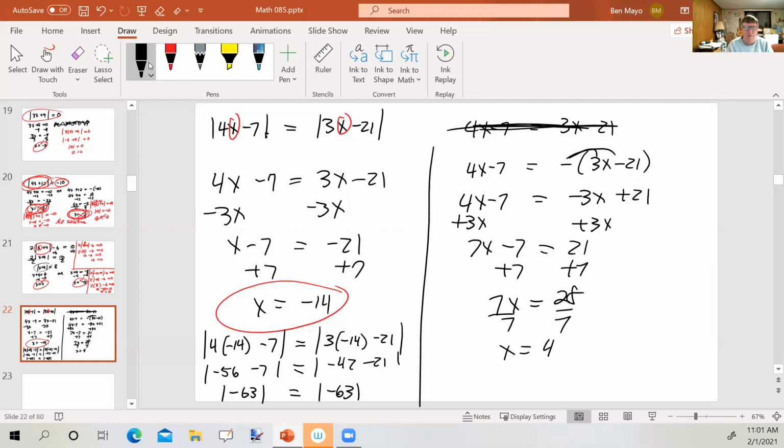Okay, well, I've run out of room, but what's the absolute value of negative 63? It's 63. What's the absolute value of negative 63? It's 63. The 63 equals 63, so it checks.